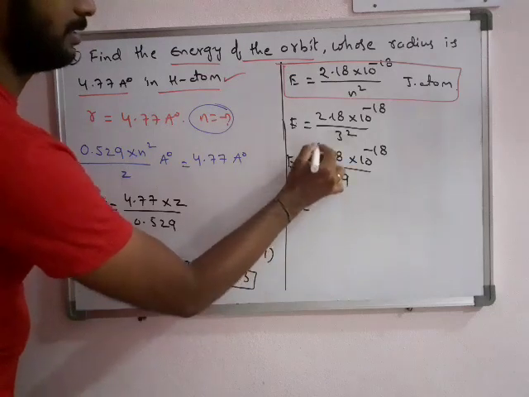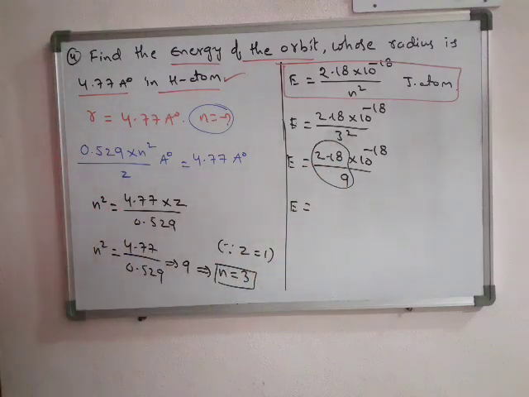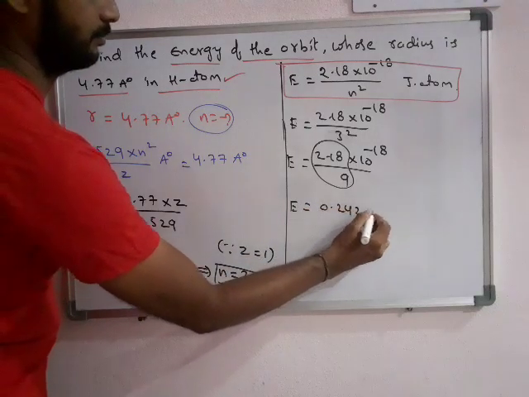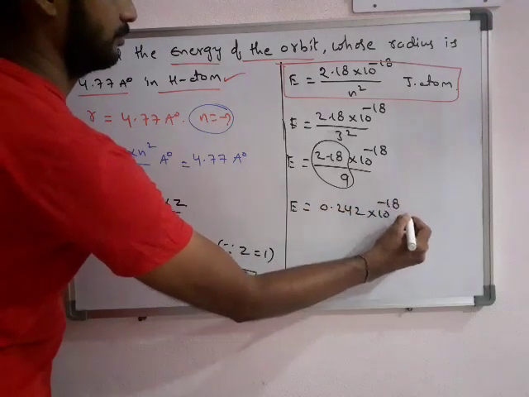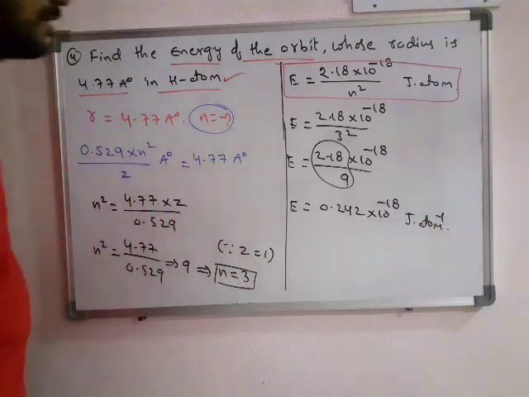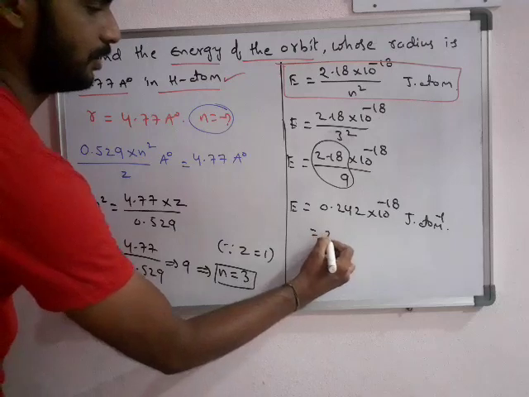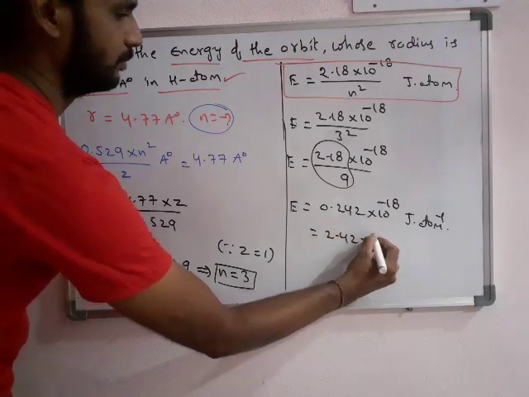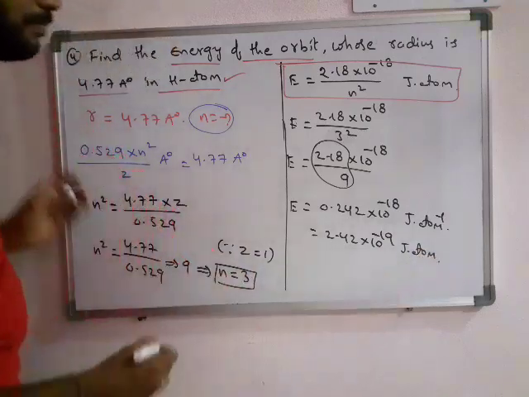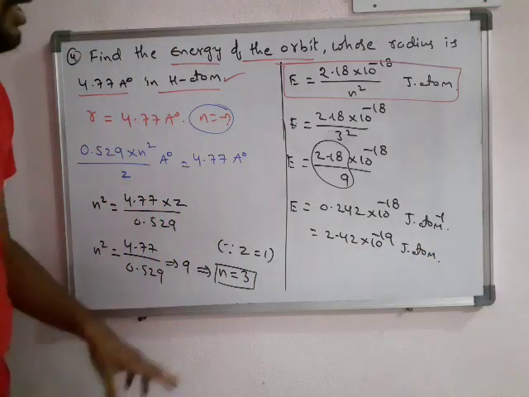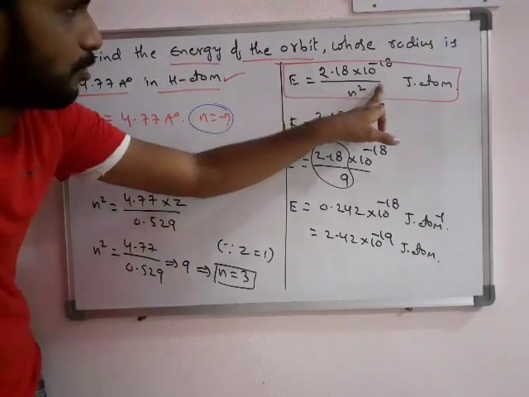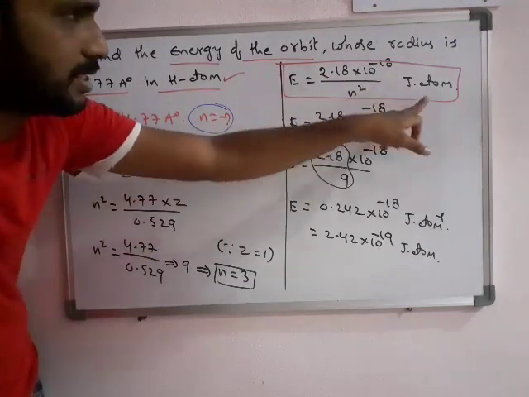On this particular calculation, approximately we will get... this formula is for joules per atom. So we got 2.42 into. So here important is what is the energy equation. Here we are taking the energy equation as 2.18 into 10 power minus 18 by n square joules per atom.